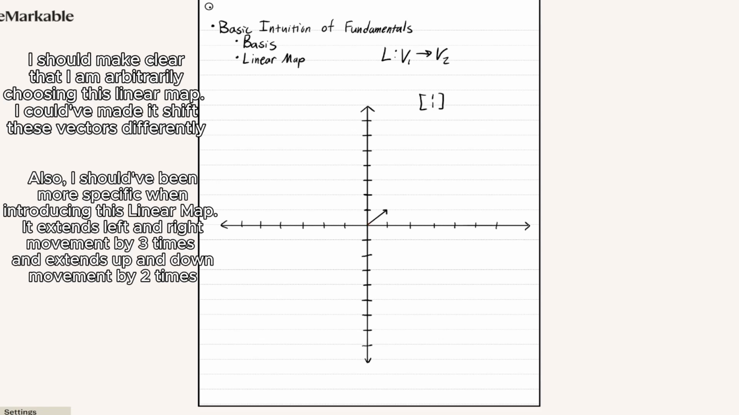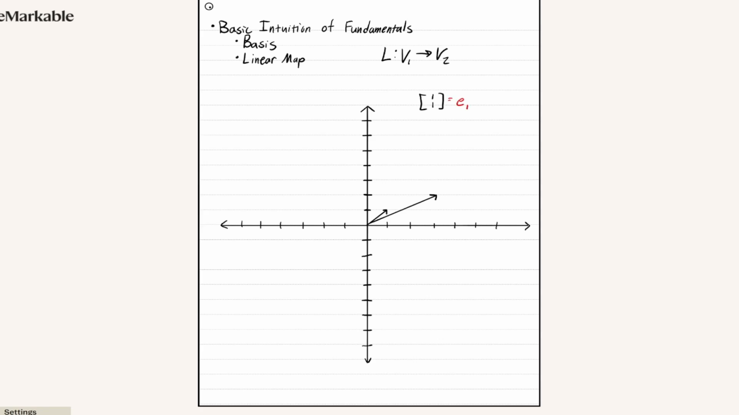So if we did a linear map from this vector, it would go here. Because as you can see, this vector's basis is going to be equal to e1 plus e2, 1 times 1.